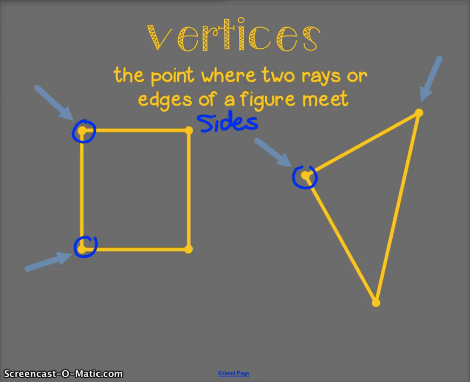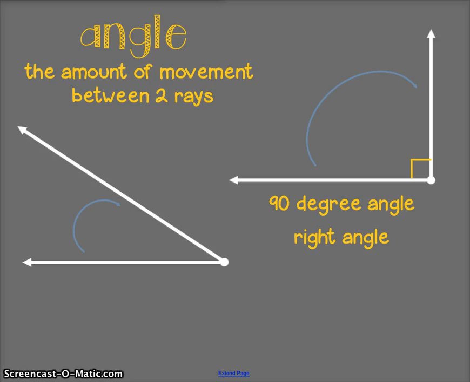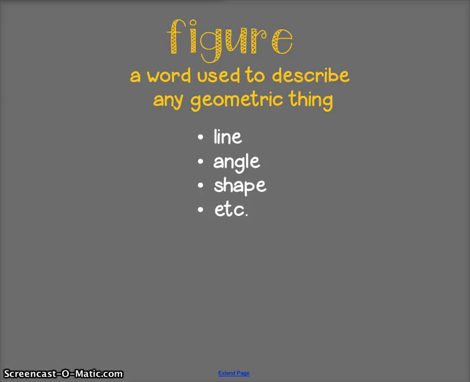An angle is the amount of movement between 2 rays. If you take a look at this example up here on the right, imagine that this line right here, this ray, used to be over here. It moved this far, which is 90 degrees. That's why we call this a right angle, because it has a 90-degree space in between each of its rays.